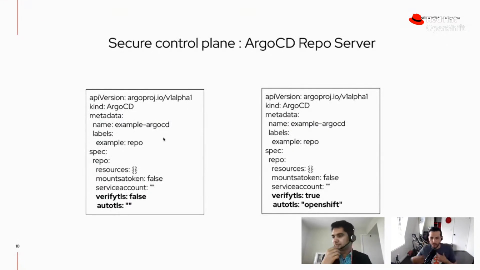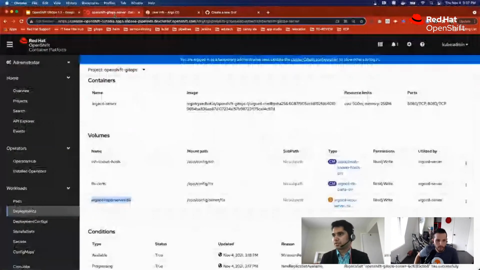So I actually have a question, this is me being the end user. This AutoTLS OpenShift, does that mean it just takes whatever OpenShift trusts and puts it in there? Yeah.